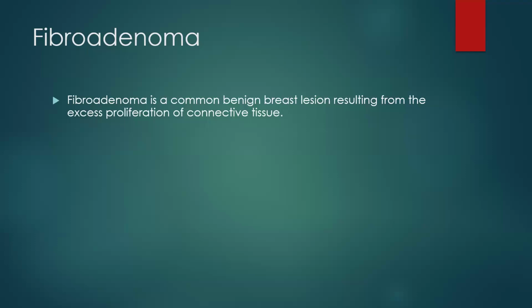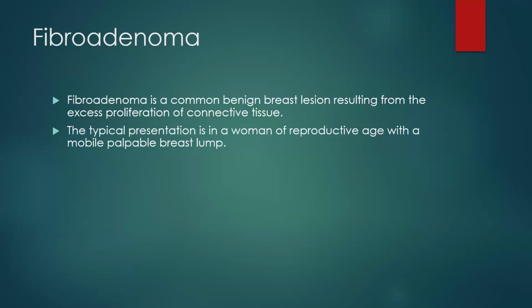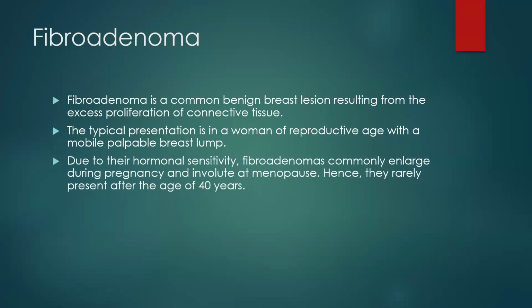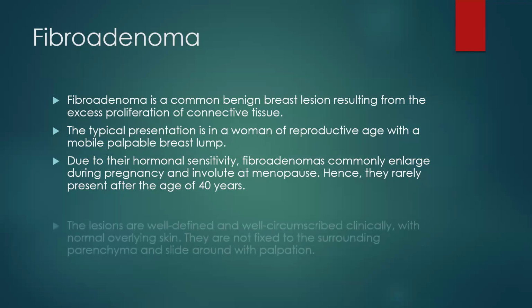Fibroadenoma is a common benign breast lesion resulting from excessive proliferation of connective tissue. The typical presentation is in a woman of reproductive age with a mobile palpable breast mass. Due to their hormonal sensitivity, fibroadenomas commonly enlarge during pregnancy and involute at the menopause. Hence, it is very rare to present after the age of 40 or 45 years.